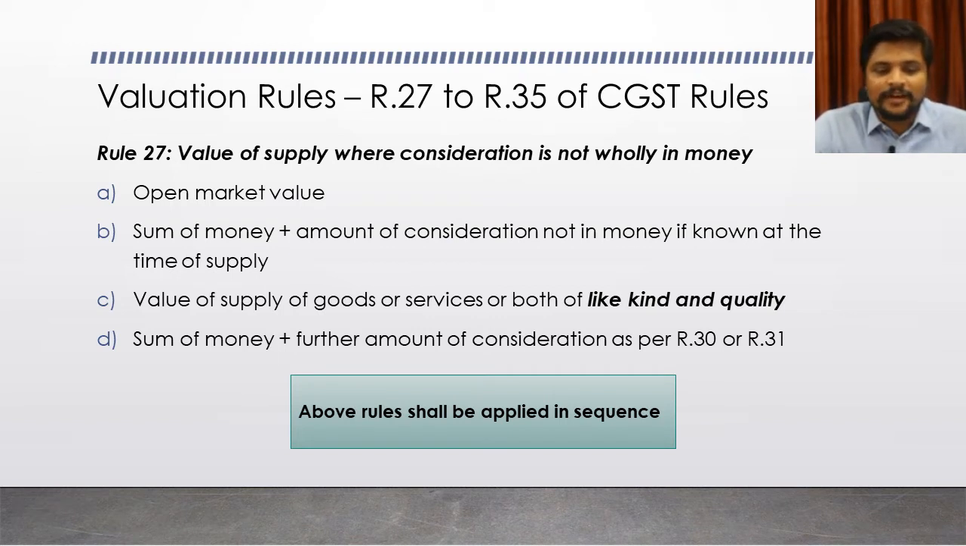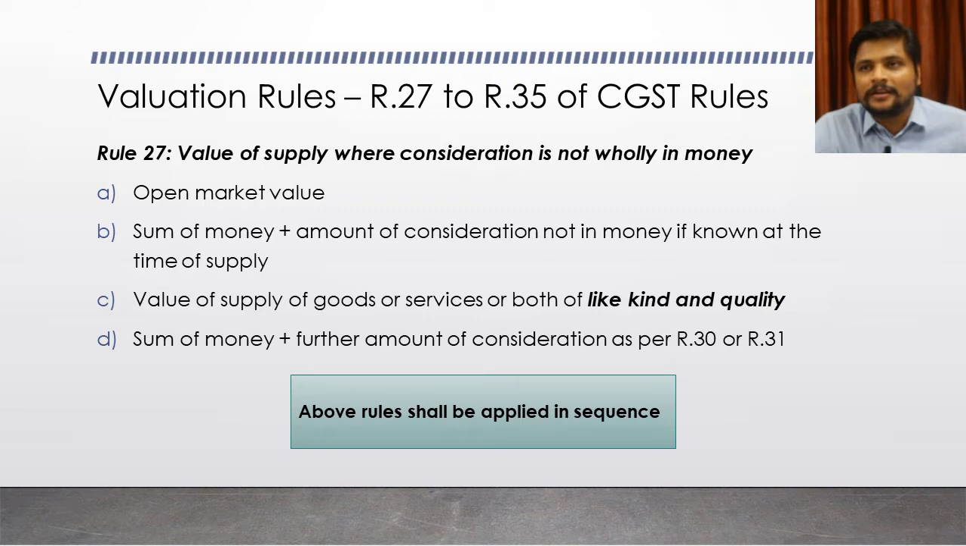Subclause C says the value of supply of goods or services or both of like kind and quality. Here the phrase like kind and quality is very important. That is the value of supply of goods or services. For example, you are selling your old mobile phone, as in my earlier example, your old mobile phone.